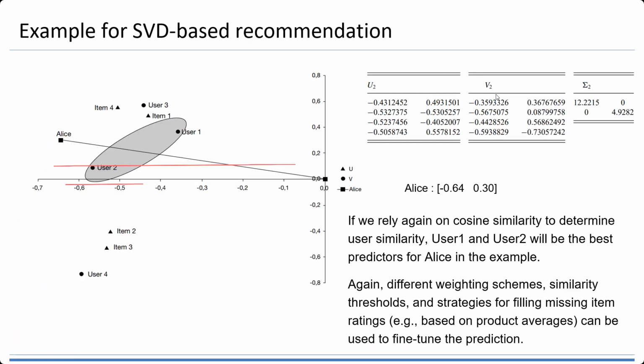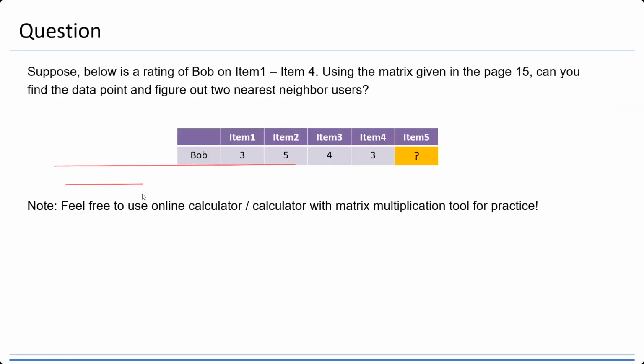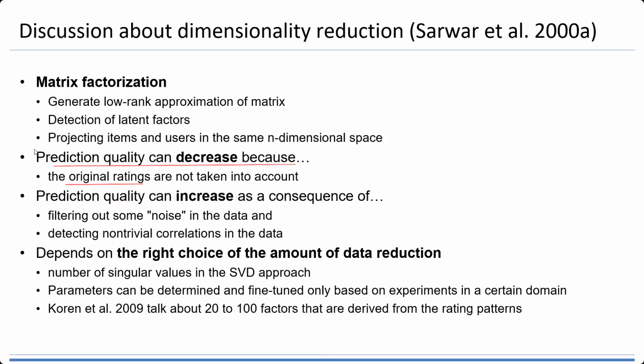So we call this the model in the matrix factorization. Some arguments mention that the prediction quality can decrease because the original ratings are not taken into account. But the prediction quality can increase because we can filter out some noise in the data. When we transform into the matrix factorization, we transform into a value that is in a particular range. And we can detect the non-trivial correlation in the data.